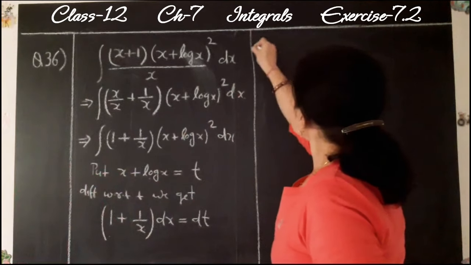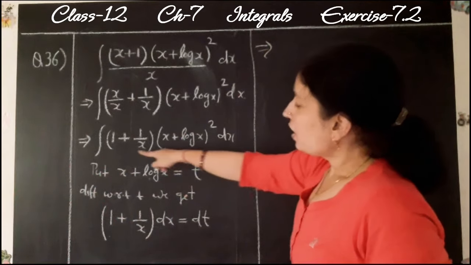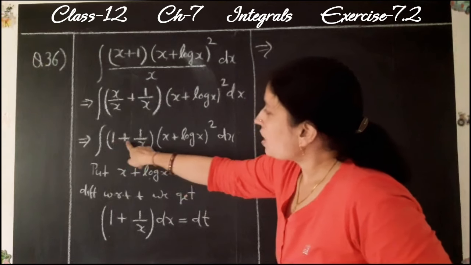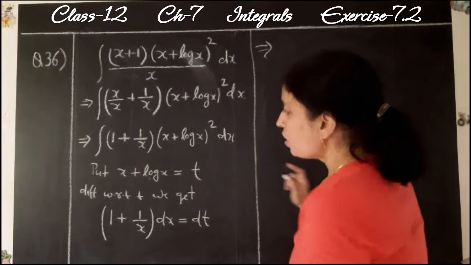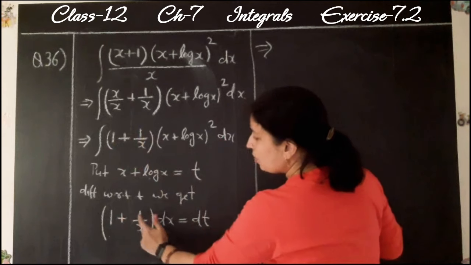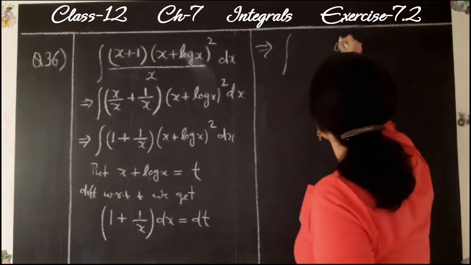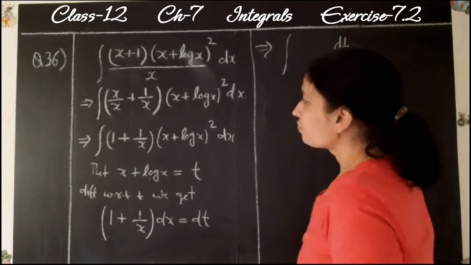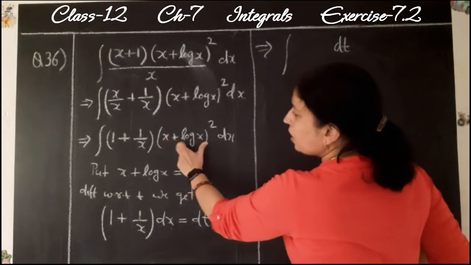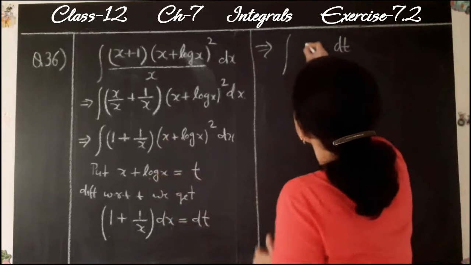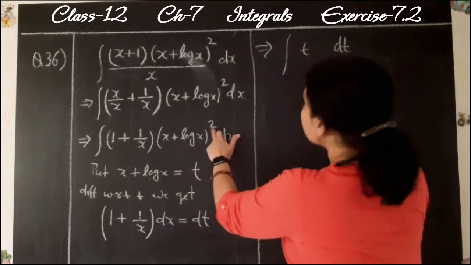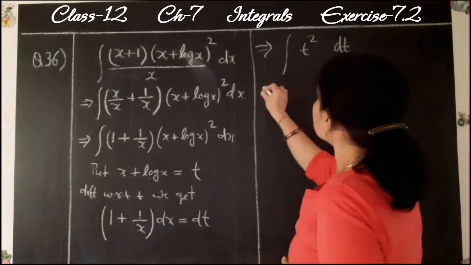Now we can write our integral. Here it is given 1 plus 1 by x dx. So in place of 1 plus 1 by x dx, we can write dt. So write here dt. And here x plus log x is t. So write here t. Here it is given square, so it will be t square.